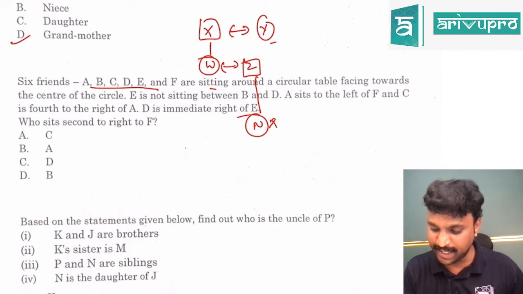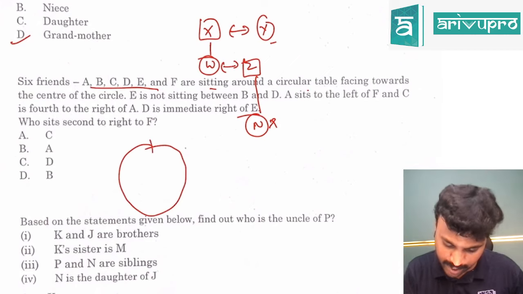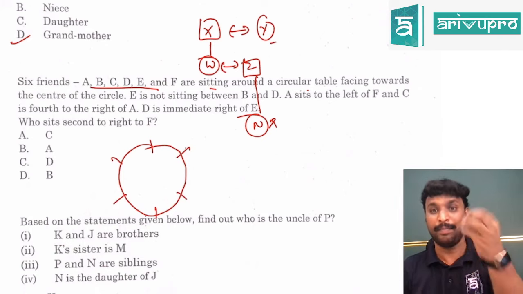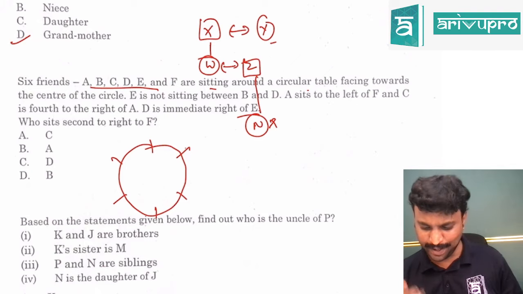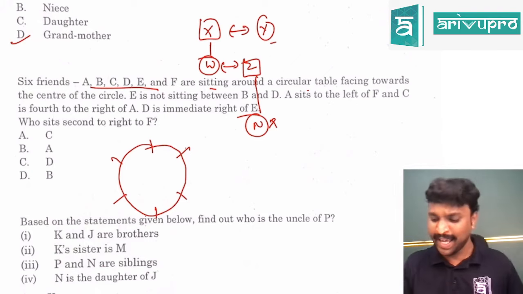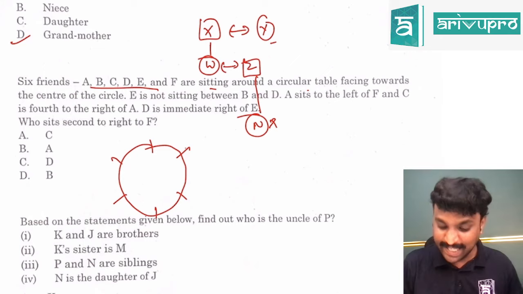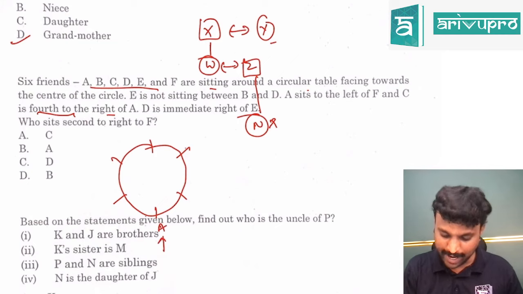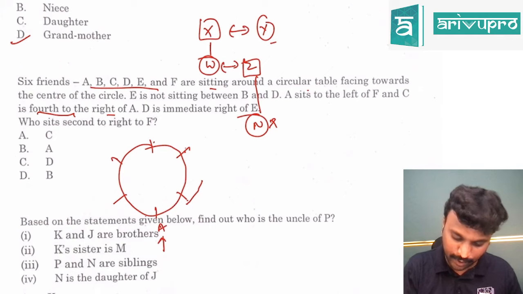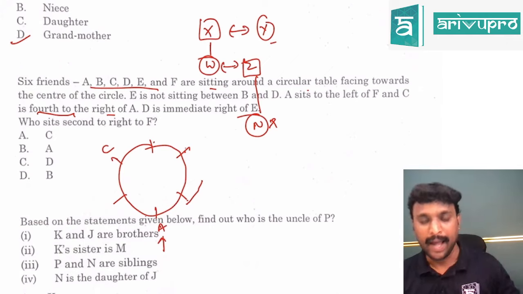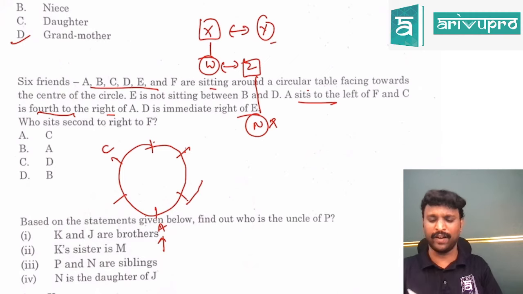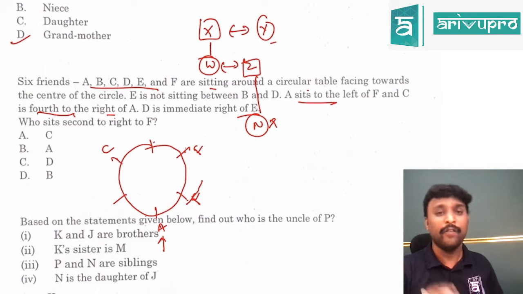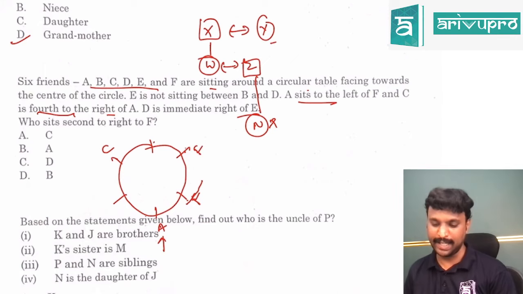A, B, C, D, E and F are sitting around a circular table. That means 6 positions. 1, 2, 3, 4, 5, 6. This is how you mark the 6th position. So always in seating arrangements, pick a sure statement. What is the sure statement here? E is not sitting between B and D, not a sure statement. A sits left of F, it's not a sure statement. C is 4th right of A. So if I take A here, where should be C? 4th right. So right means this side. 1, 2, 3, 4. So C should be 4th right of A. And then guys, A sits left of F. Left of F means F could be to the right of A. That means F could be here or F could be here. Where exactly F should be? For that, you see the next statement, guys.